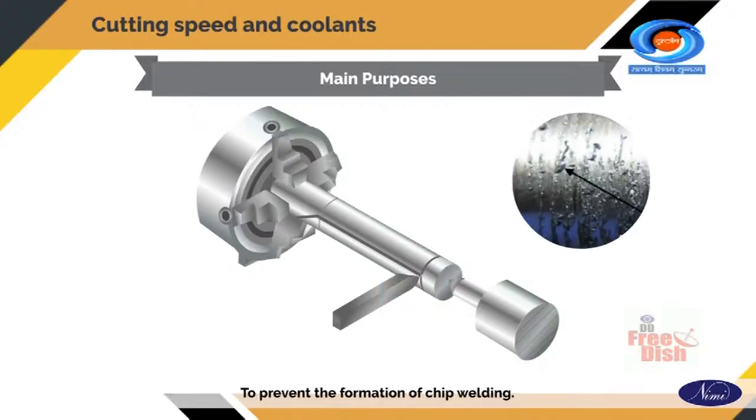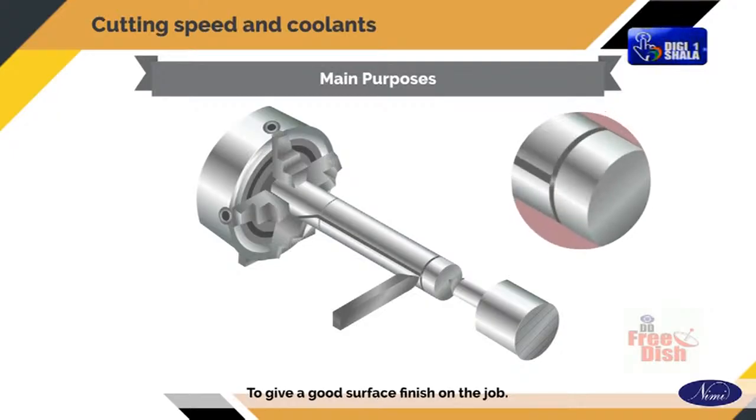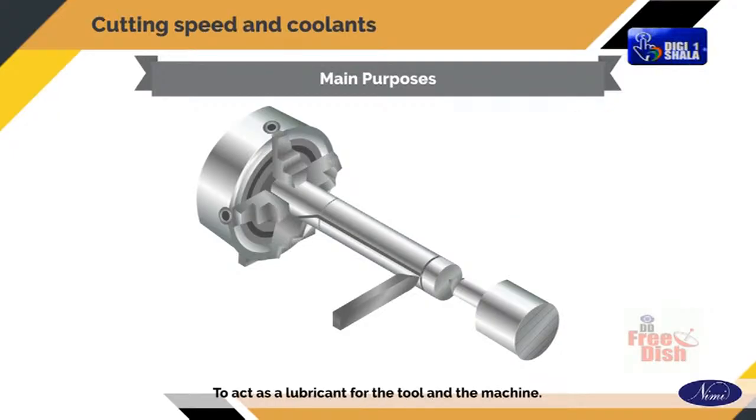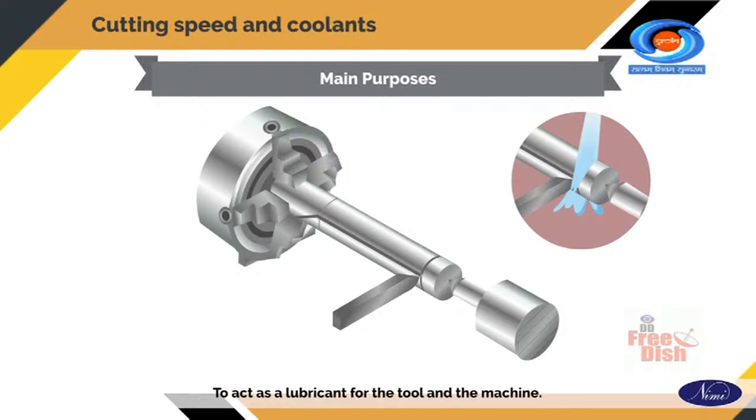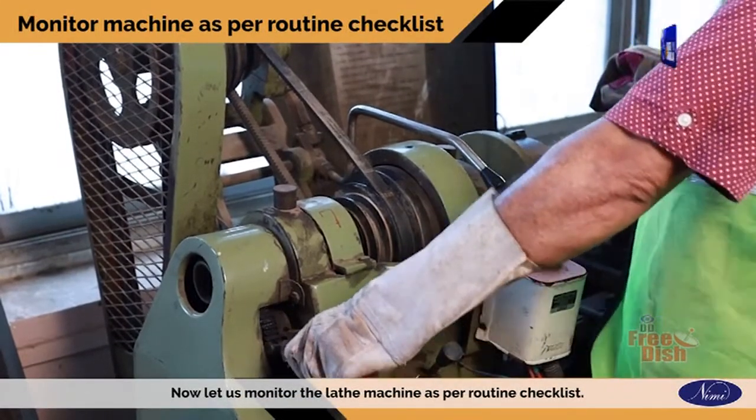To prevent the formation of chip welding. To give a good cutting efficiency to the tool. To give a good surface finish on the job. To act as a lubricant for the tool and the machine. Now let us monitor the lathe machine as per routine checklist.